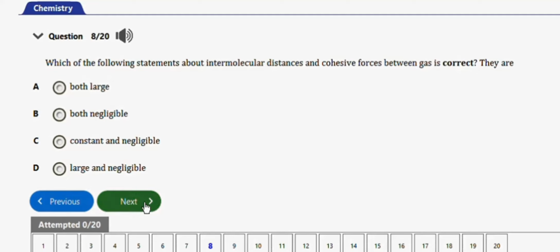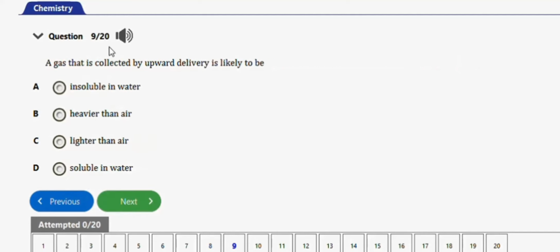Alright, the next question is this one. It says, a gas that is collected by upward delivery is likely to be lighter than air. Very important, guys. This is option C. Take note of this question. That's the answer. The next question will be this one.